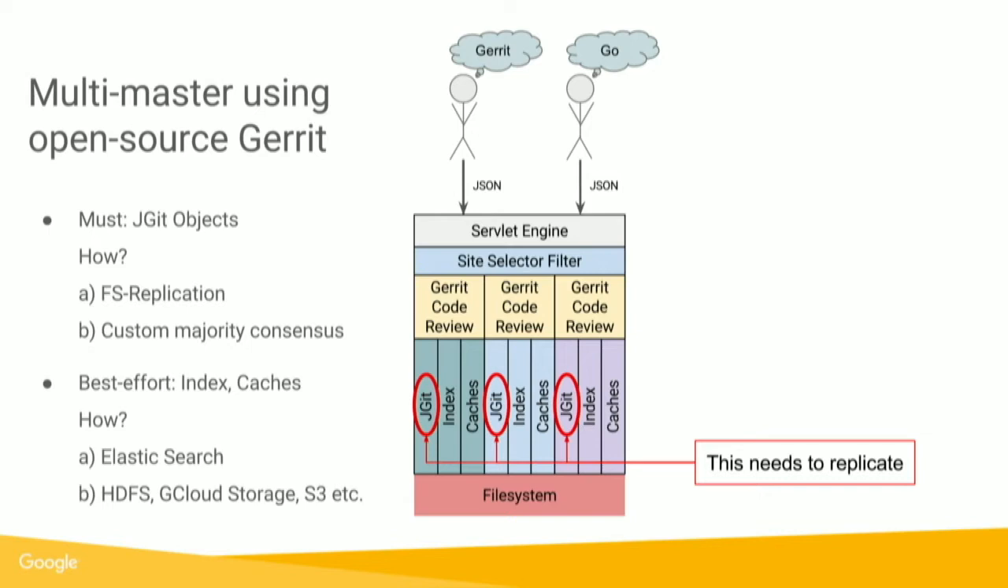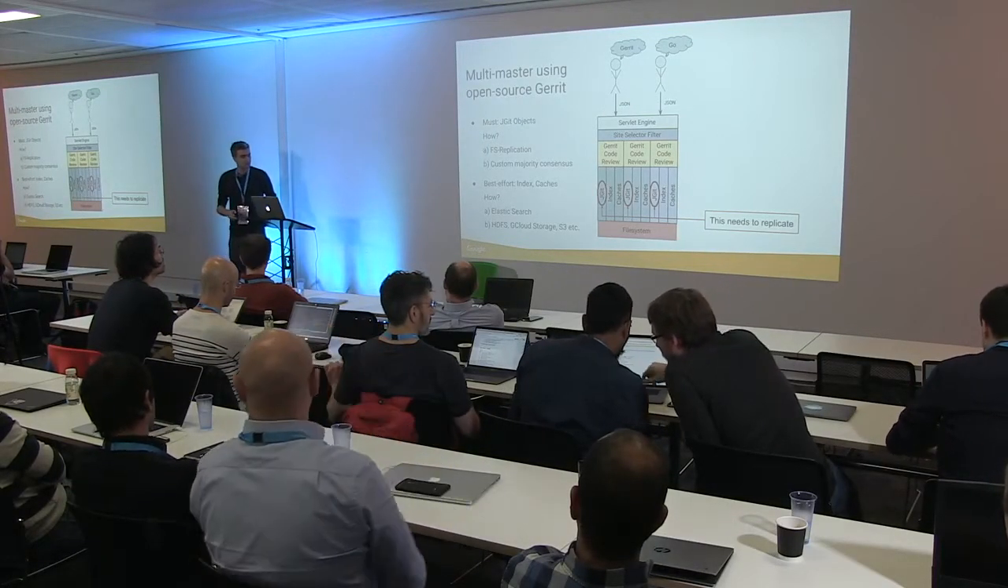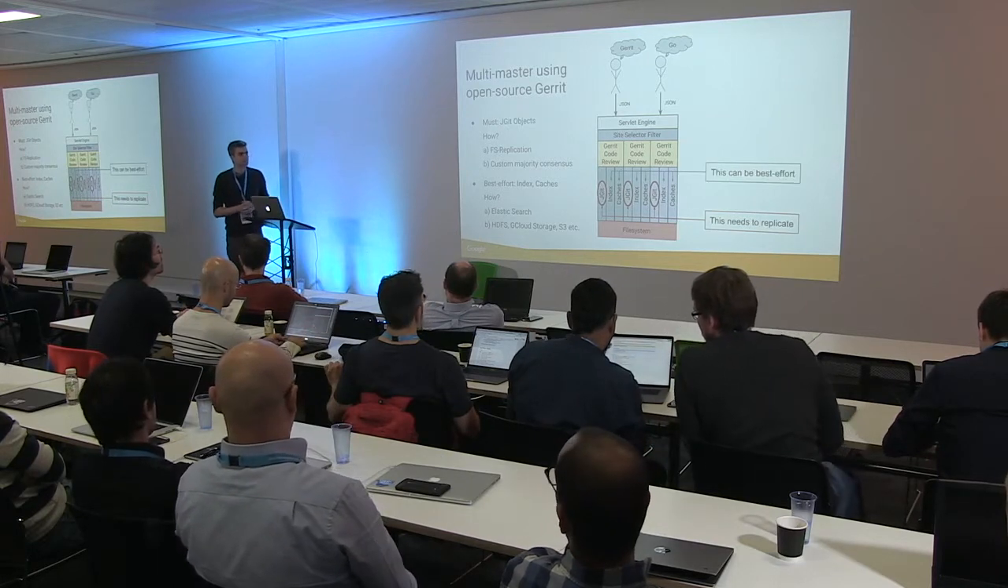And for the index, it can be best effort, but you should really make an effort to replicate it, right? This is also what David talked about with Elasticsearch: you should make an effort to replicate that index, but it's not a must. And one way is Elasticsearch, but there are also other things. Some of the cloud providers offer index replication, and that could be used, for instance.